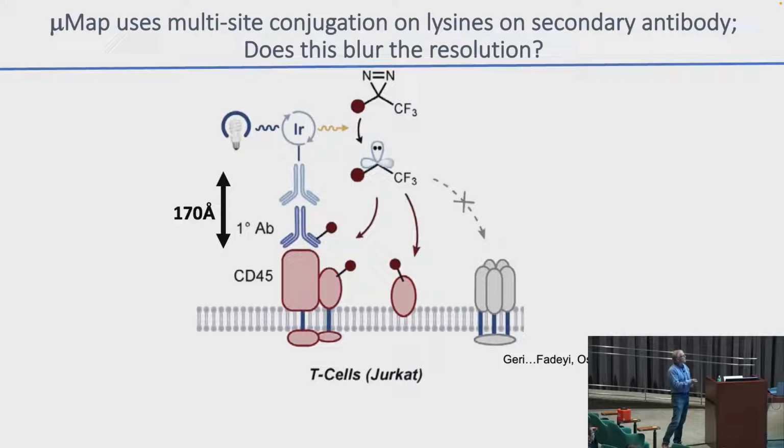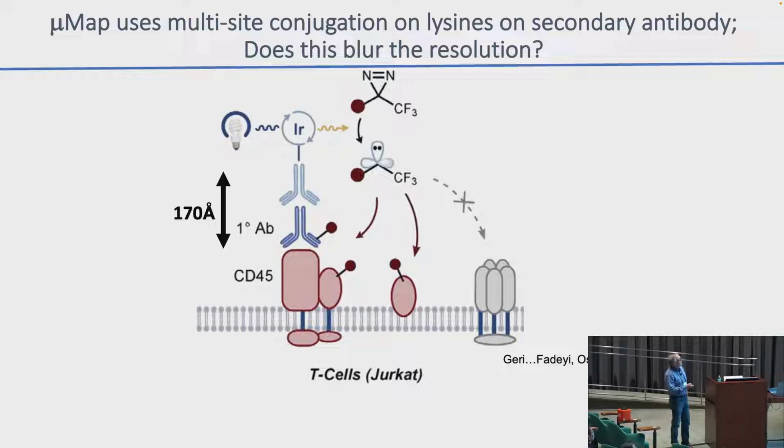Now, the way that it works, the way that they had sort of developed this, is that they have a primary antibody that targets a protein of interest, for instance, CD45. And then they have a secondary antibody that's labeled with their emitter. This is an iridium catalyst that will, when you shine light on it, generate a triplet state that then, if there are diazirines nearby, generates carbenes, and so you get localized labeling.